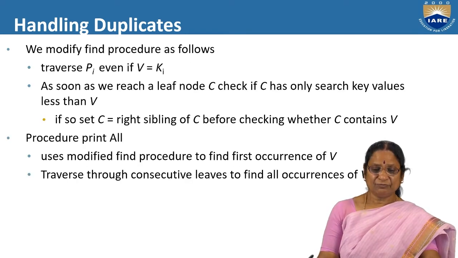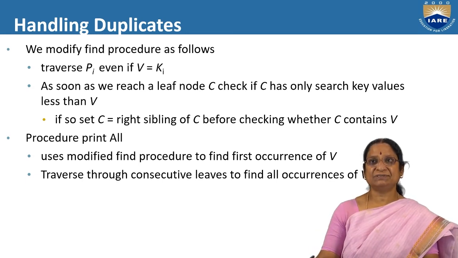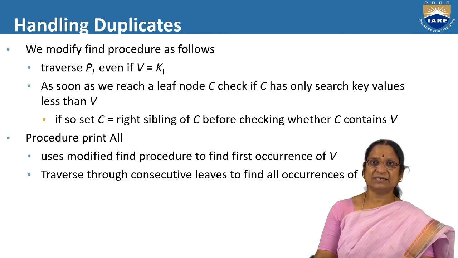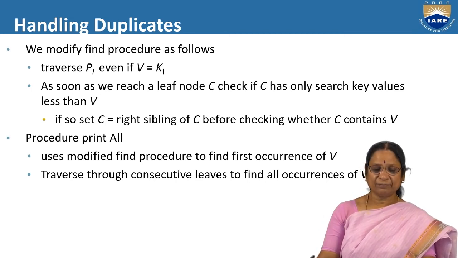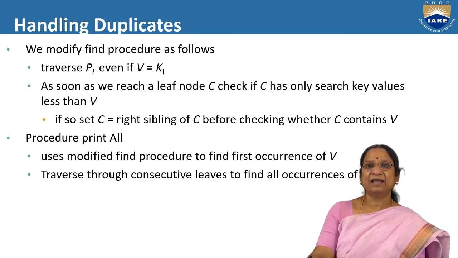So we find the procedure also. Traverse Pi even if V equals Ki. As soon as we reach the leaf node C, check if C has only one search key value less than V. If so, set C as the right sibling of the C before checking whether C contains V or not. So to print all of them, modify the find procedure to find the first occurrence and traverse through consecutive leaves to find all occurrences of V.